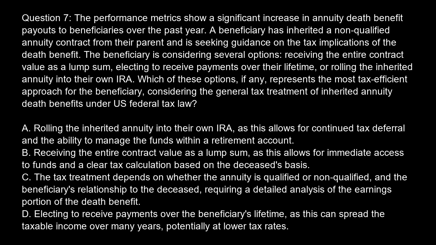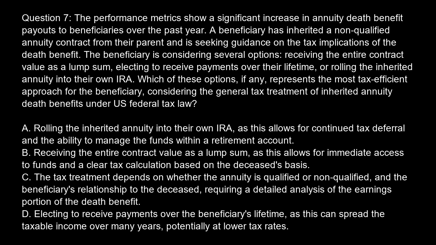Which of these options, if any, represents the most tax-efficient approach for the beneficiary, considering the general tax treatment of inherited annuity death benefits under U.S. federal tax law? Option A. Rolling the inherited annuity into their own IRA, as this allows for continued tax deferral and the ability to manage the funds within a retirement account. Option B. Receiving the entire contract value as a lump sum, as this allows for immediate access to funds and a clear tax calculation based on the deceased's basis.